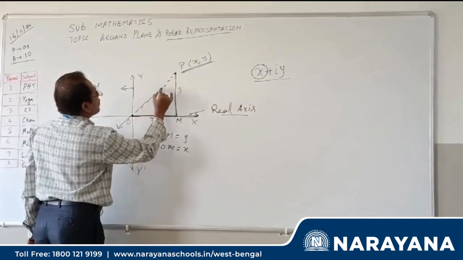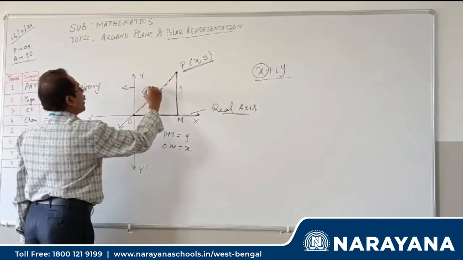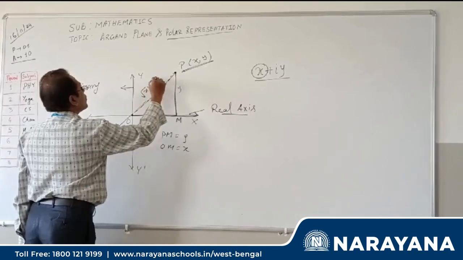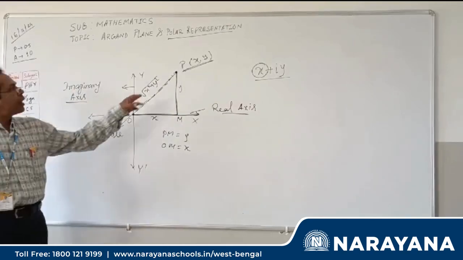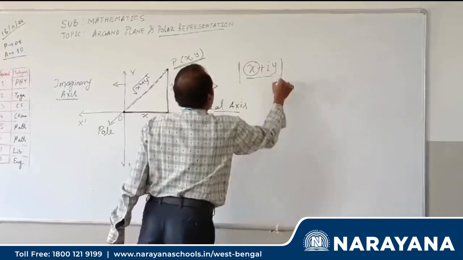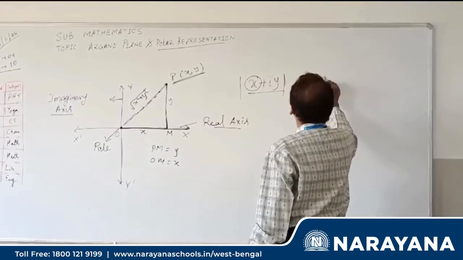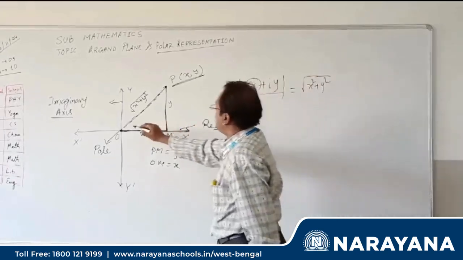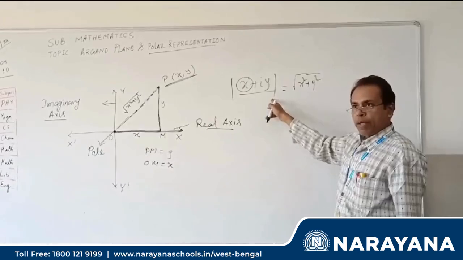OP. So what is OP? Root over x squared plus y squared. We apply the Pythagoras theorem. This is what? That is actually the mod of this. This is root over x squared plus y squared. That means this length OP is the modulus of that complex number.